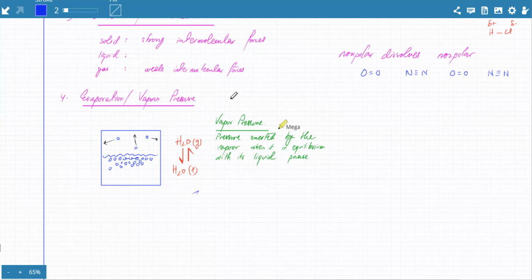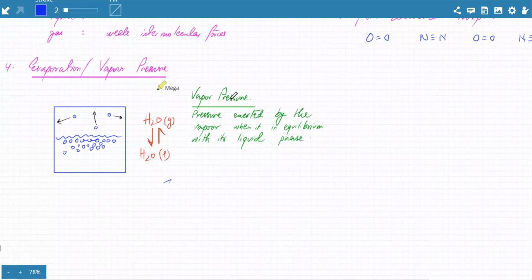What do you think? If intermolecular forces are weaker, would you have more vapor pressure or less vapor pressure? Would there be less vapor pressure? Why? Because the intermolecular forces are weak. If the intermolecular forces are weak, would there be more evaporation or less evaporation? I think if there are weaker intermolecular forces, there'll be less pressure. What about evaporation?